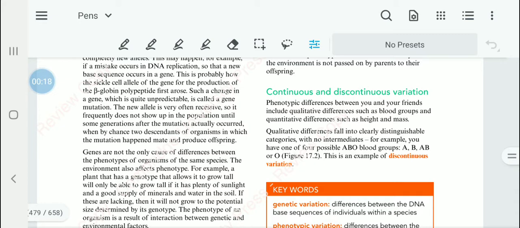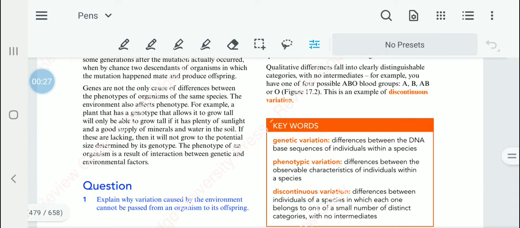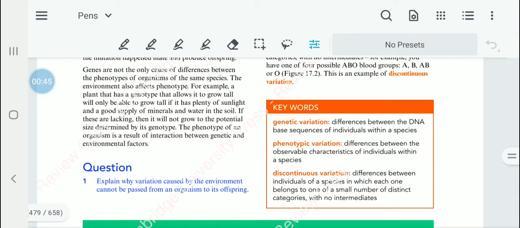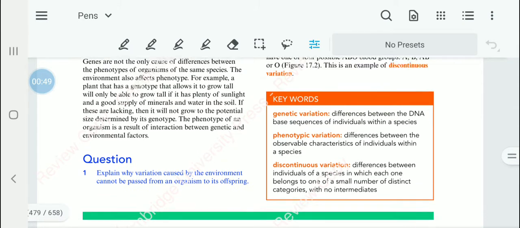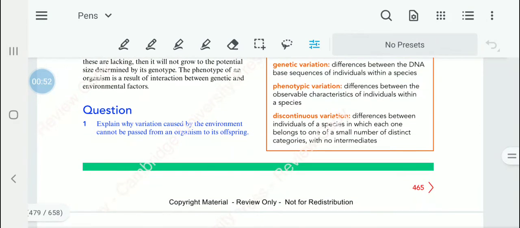For example, your blood group could be either A, B, AB or O. So these are discontinuous variations. But if you take your height or weight, then it would be a continuous variation, because it will continually vary from one extreme end to the other. So those two characteristics will be represented by discontinuous or continuous variation.